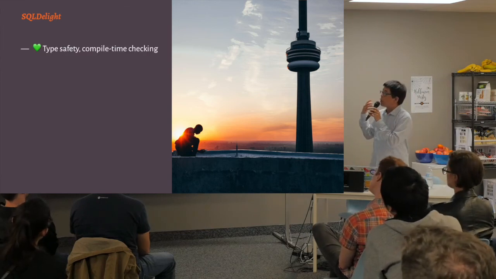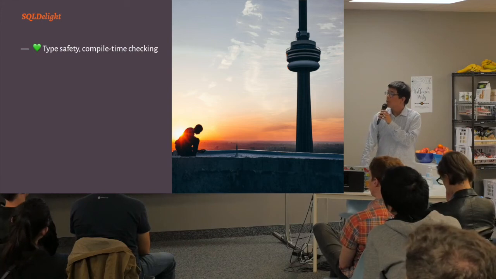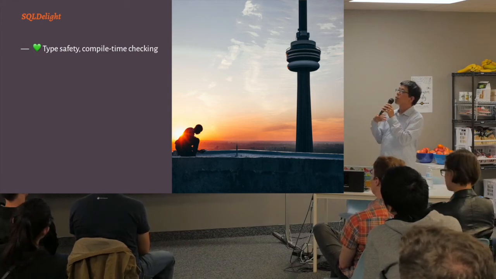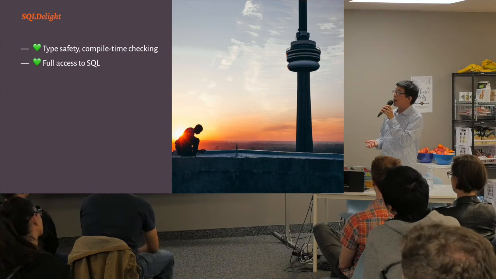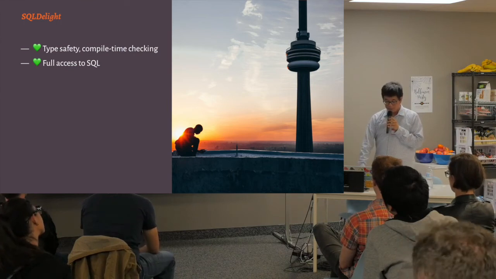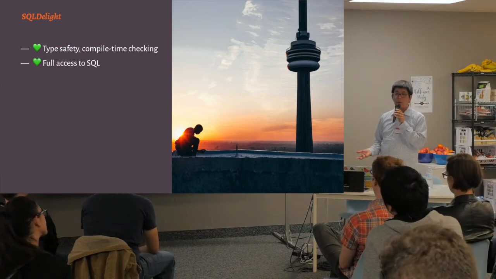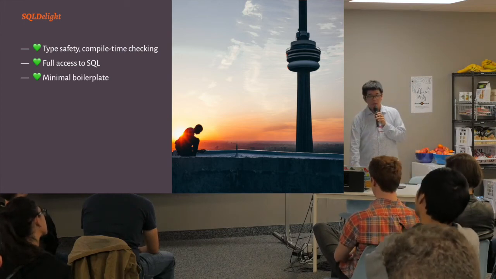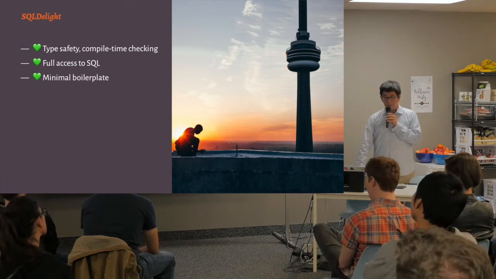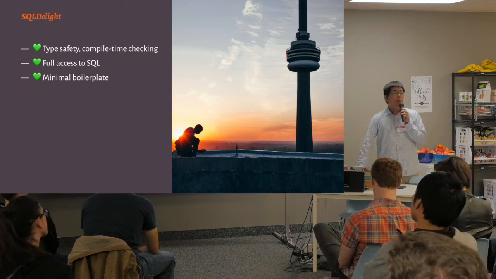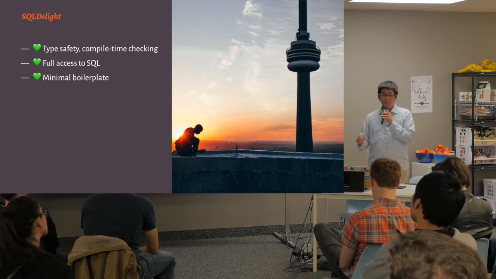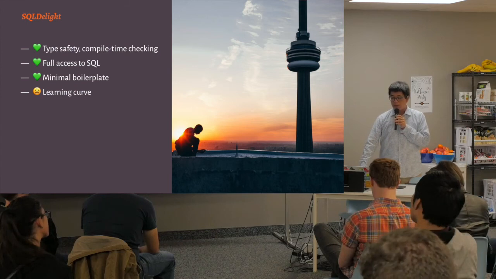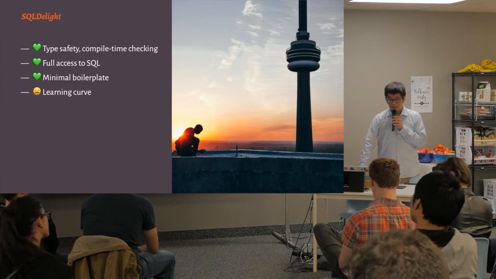So SQLDelight has achieved the goal of type safety and compile-time checking because we're working in Java. We're working with Java models. You get full access to the SQL; you're allowed to write any SQL you want in that .sq file, and it will help you generate all the code you need to use the vanilla API. There's very minimal boilerplate. We didn't have to do the mapping between cursor and the model objects.